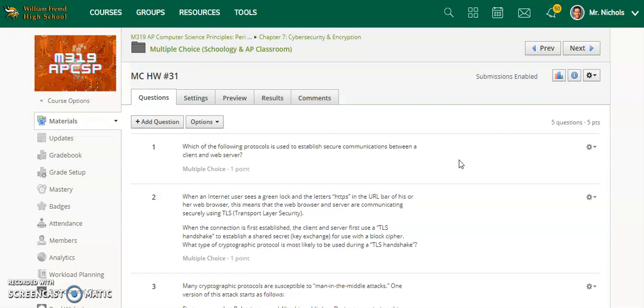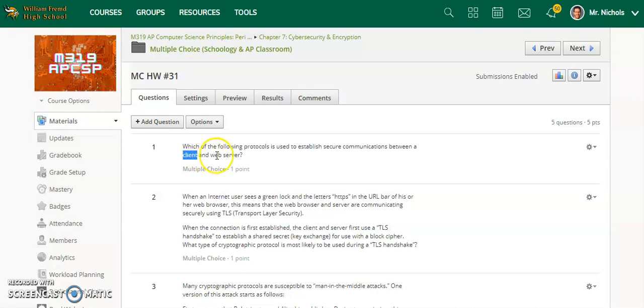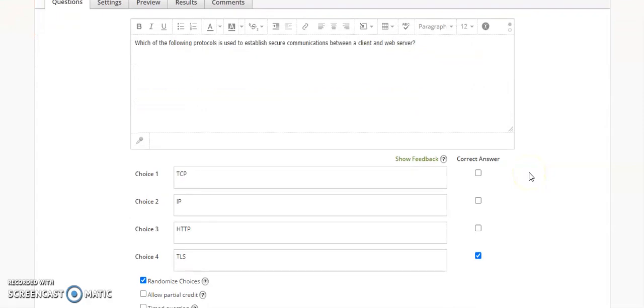MC 31, which of the following protocols is used to establish a secured connection between a client and a web server? Whenever you see this lingo, you guys are the clients. You guys are the ones using the internet. A web server is just a server that is supplying you the documents that are needed for a particular website. So the question is, what of these protocols is used to make a secure connection?